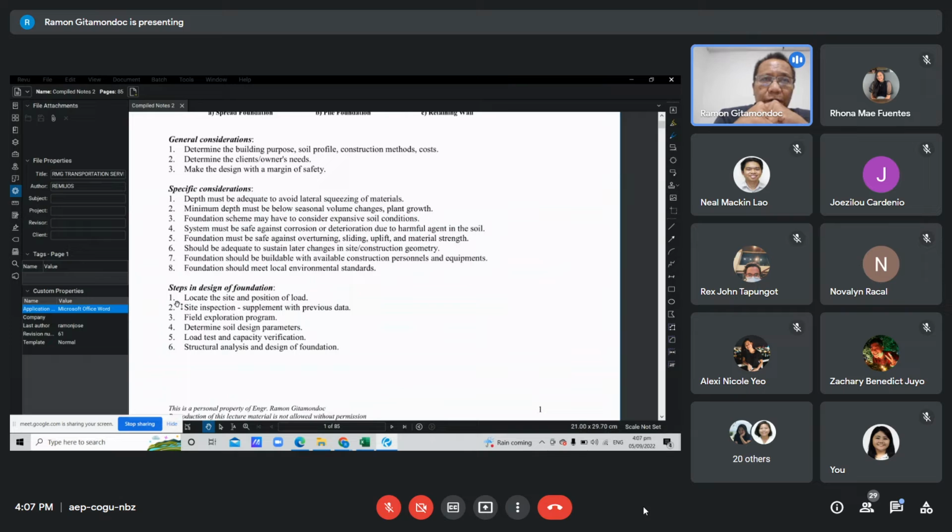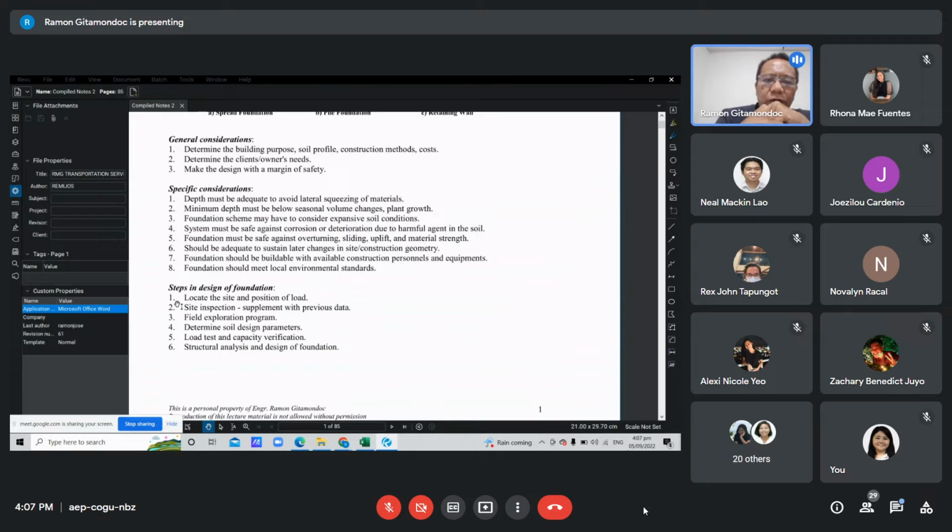So you might have experienced this, for example, at the beach, when you walk over sand, when you step on the sand, it will be laterally squeezed out, and your foot will sink into the sand. So sand has a very weak bearing capacity when it is unconfined, but very strong bearing capacity when it is confined. So second, the minimum depth must be below seasonal volume changes and plant growth.